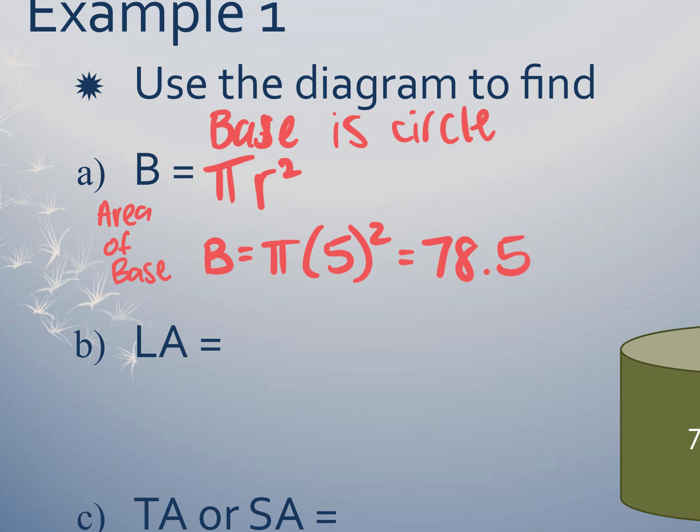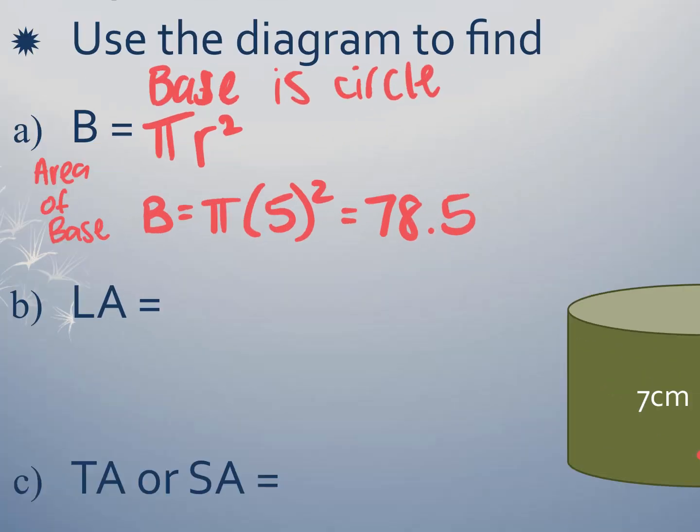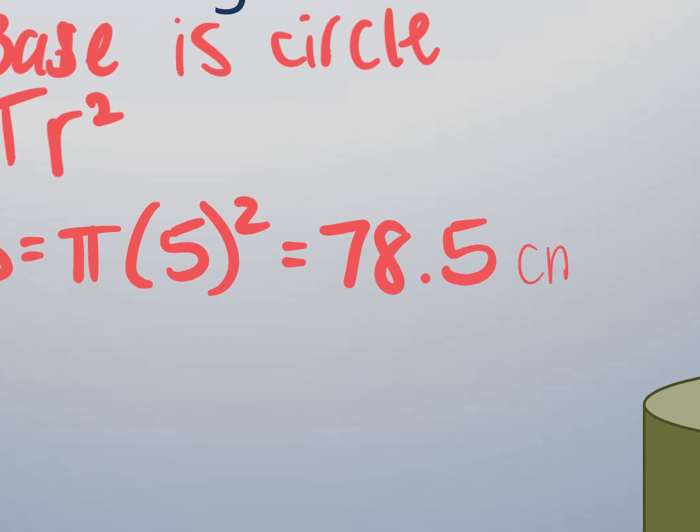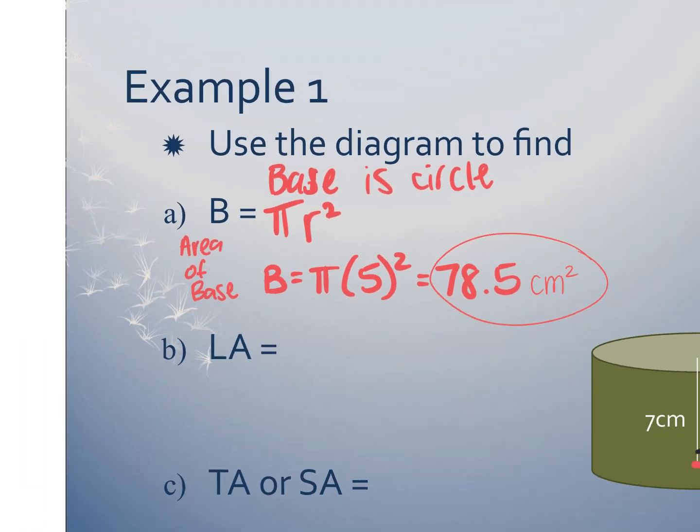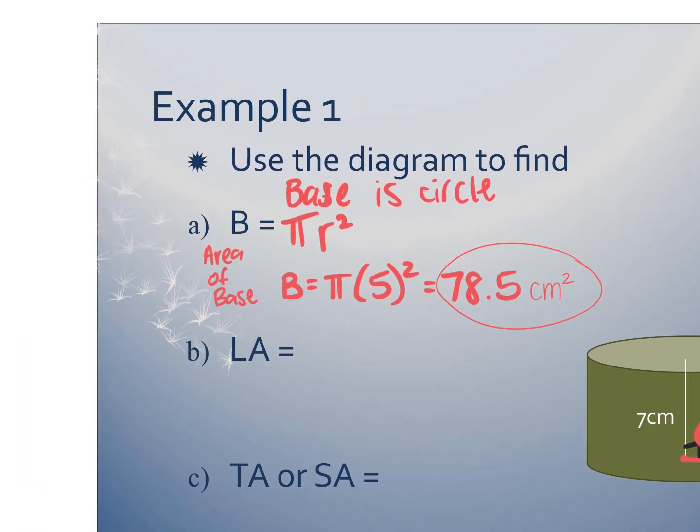What units does this get? Meters squared, or centimeters squared. Why? It's area. Very good. So we're going to put centimeters squared. What questions do we have on finding the area of the base of this cylinder? Christian? To use it, you don't have to multiply by 2.